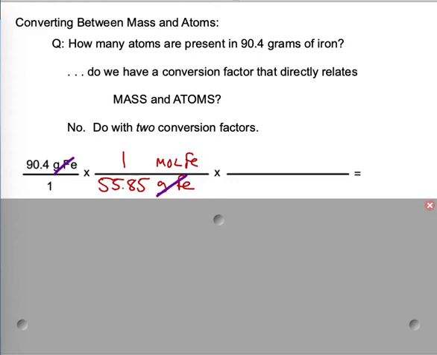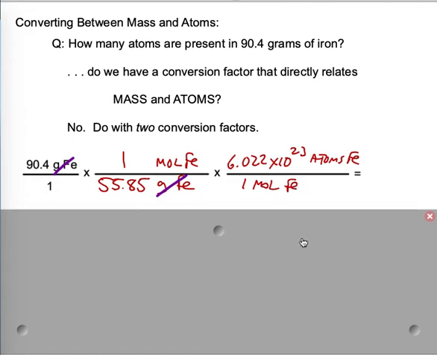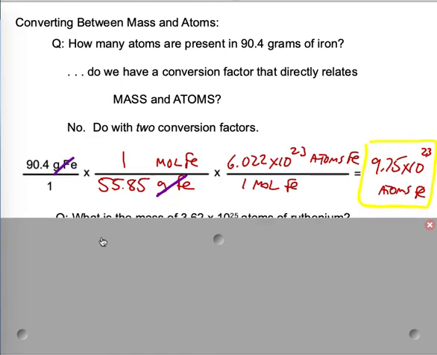And to go from moles to atoms, I will use Avogadro's number, 6.022 times 10 to the 23rd atoms of iron over 1 mole of iron to give me my final value of 9.75 times 10 to the 23rd atoms of iron. So this is how you go from the measured mass of a sample of an element to the actual number of atoms in it.